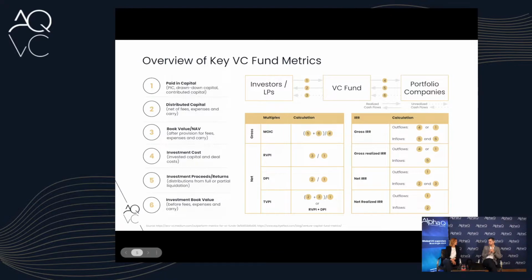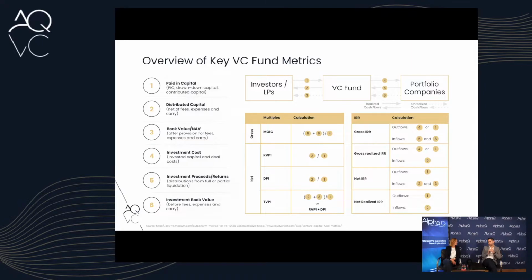The third metric is the net asset value, which is the unrealized gains. The collective capital accounts of all the LPs basically constitute the net asset value of a venture fund. You need to make an important note here that all these three metrics are net of fees, carried interest, and expenses.